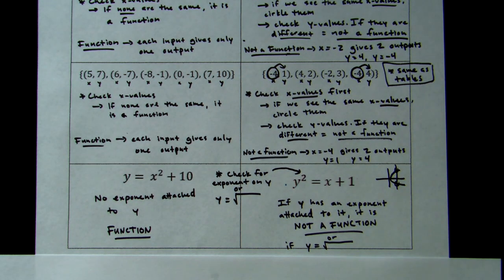Now, if there is no exponent attached to the y, it is a function. It doesn't matter if there's an exponent on the x or the number, as long as there's not an exponent on the y. Now, that is the short version. Don't tell anybody I told you. Rewind this video if you need help with questions 1 and 7, identifying functions.